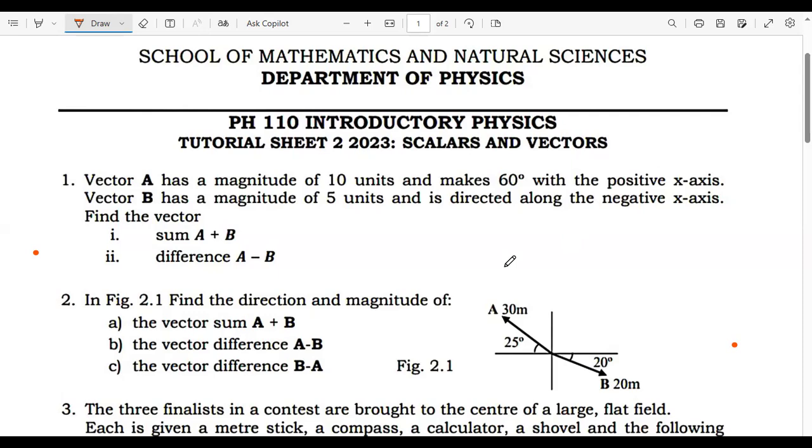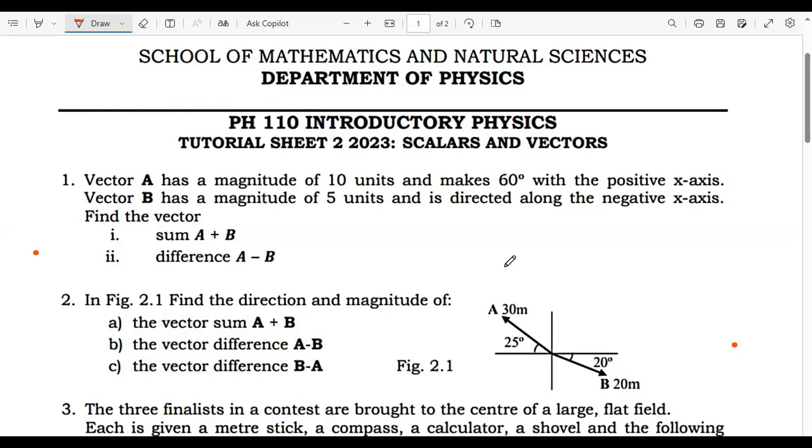Okay, so this is a makeup class to the physics class that we didn't have last week on, is it Saturday? Okay. So we want to have a makeup class of that, and so some questions from this tutorial sheet.